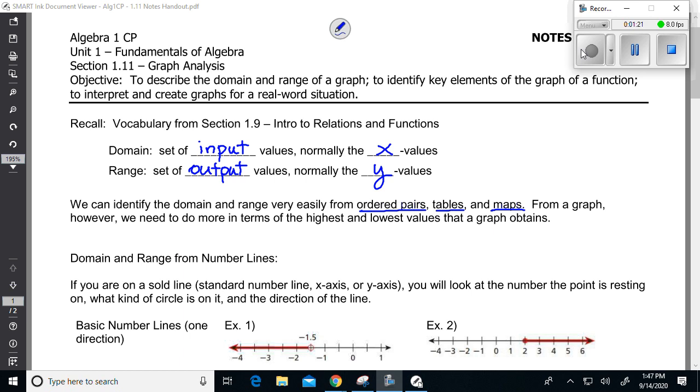For a graph, all we really did was plot points on the graph, draw nice little connected dots, and do the vertical line test. So we didn't really do that much with domain and range. That's because domain and range with a graph is a little bit more difficult to do because you have to pay attention to what the graph is. So we're going to spend a lot of this week working on that.